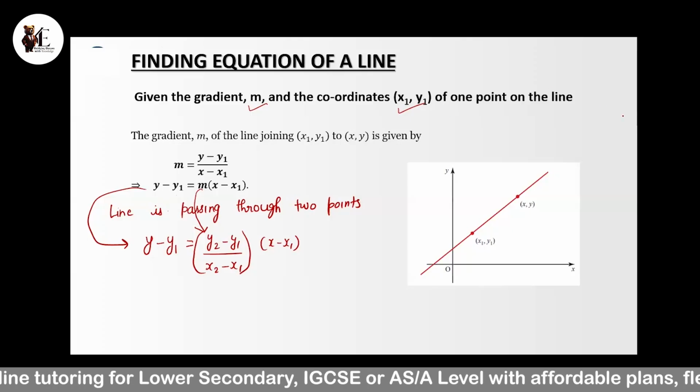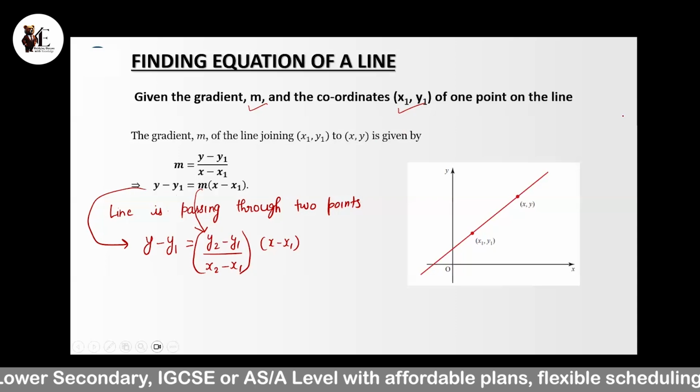There are these two formulas, then I will give questions in the homework based on these two formulas.